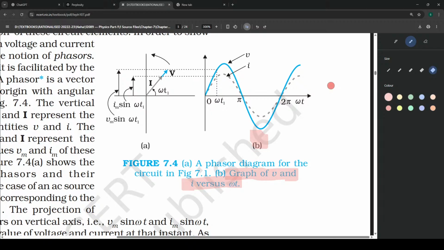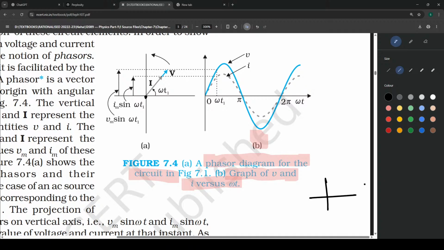Now the second way is through a phasor diagram for this circuit. We have two terms: one is a phasor and the second is a phasor diagram. What is a phasor? A phasor is a rotating vector. It's similar to a position vector, though not exactly the same. If we take this as the origin, this as the axis, and take a point here, this is a position vector.